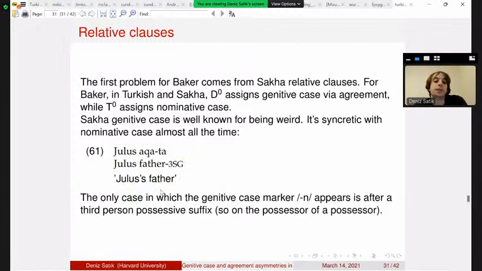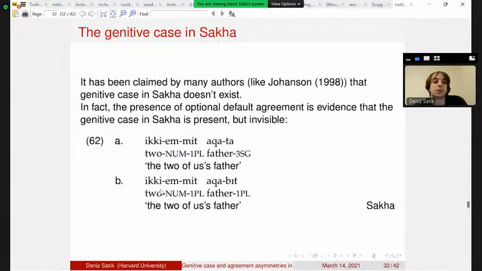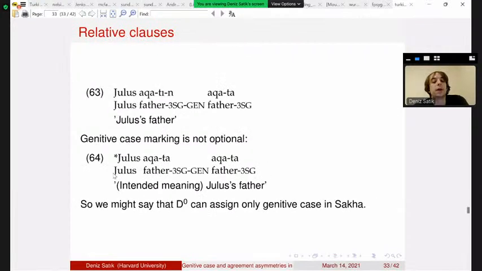So the only case in which the genitive case marker appears in Saha, the only case in which the genitive case seems to exist in Saha, is after a third person possessive suffix. So on the possessor of a possessor. So based on this, I don't think I have any examples of, oh, I have it here.